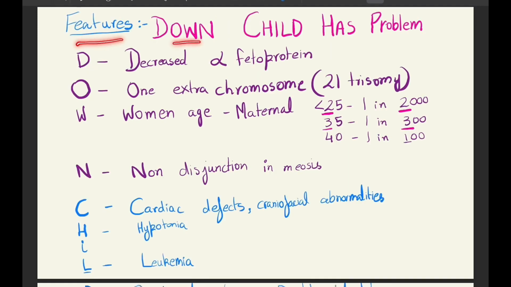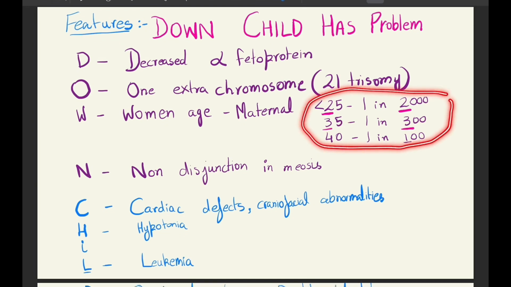Next are the features of Down syndrome, and we have the mnemonic "Down child has problems." For the word Down, we have decreased alpha fetoprotein. For O, we have one extra chromosome, that is 21 trisomy. For W, we have women, age maternal. If less than 25, we have 1 in 2000 defect. If 35 years of age, we have 1 in 300, and at 40 years of age, we have 1 in 100. This one is very important from the examination point of view, so please remember it.